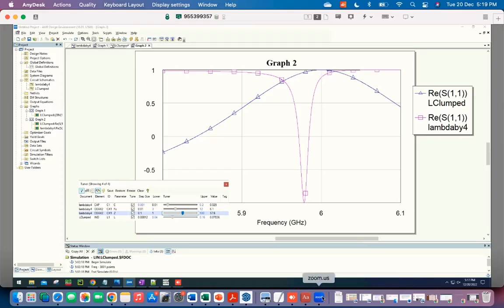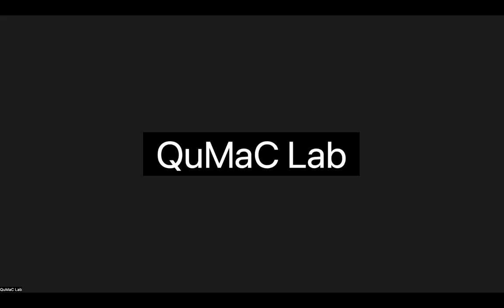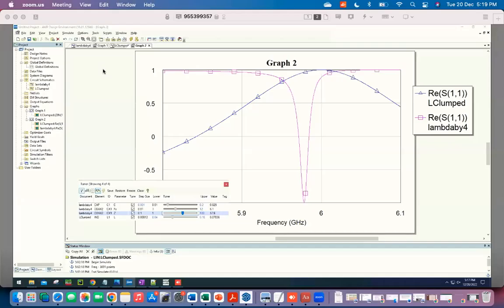Let me do something. What did I do? I'm forgetting that you guys can still see the screen even if I don't share.